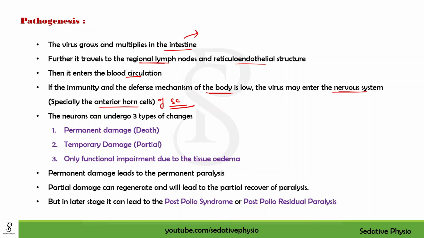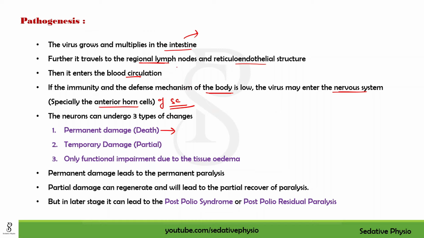Now, whenever the virus enters the nervous system of the patient, three types of changes can be seen. First is the permanent damage. It means whenever the virus attacks the human nervous system, the neurons will undergo permanent degeneration. It means there will be the permanent death of the neurons, and if there is permanent death of the neurons, there is no recovery of the particular neuron. This is the first condition.